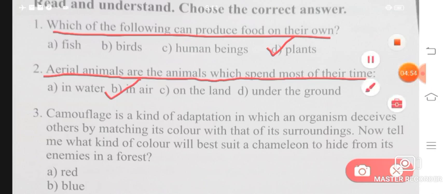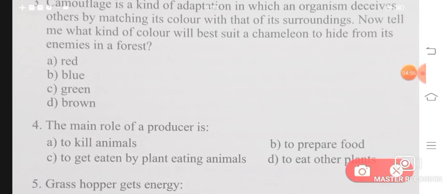Question number 3 is, camouflage is a kind of adaptation in which an organism deceives others by matching its color with that of its surroundings. Now tell me what kind of color will best suit a chameleon to hide from its enemies in a forest. A chameleon wants to hide in a forest, so which color must it have? Answer is green, because in a forest there are trees and their color is green.